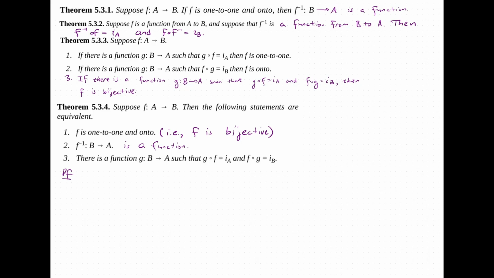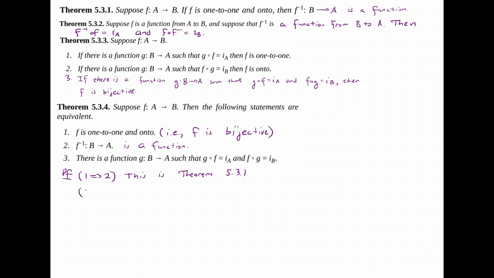So let's go ahead and do 1 implies 2. This statement is just the statement of theorem 5.3.1. We have a function from A to B. If f is 1 to 1 and onto, then f inverse from B to A is a function. So this is theorem 5.3.1.